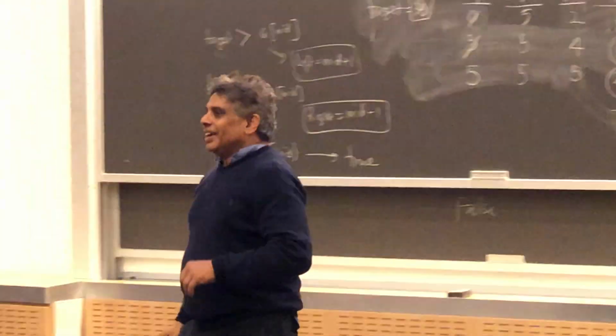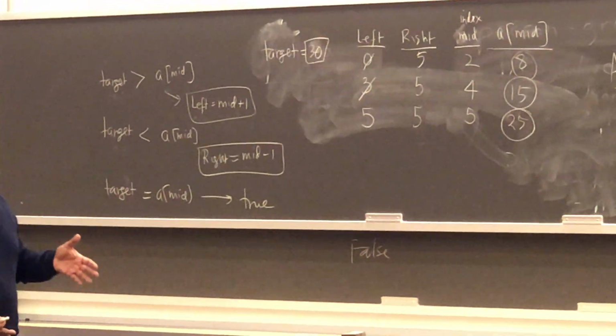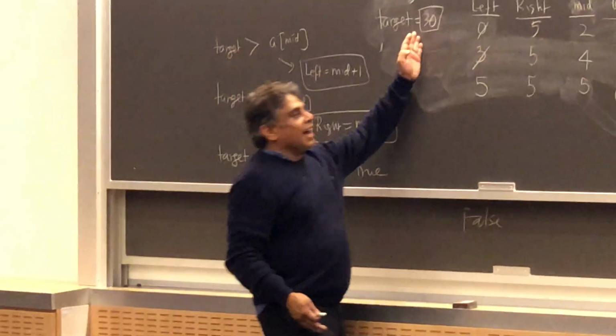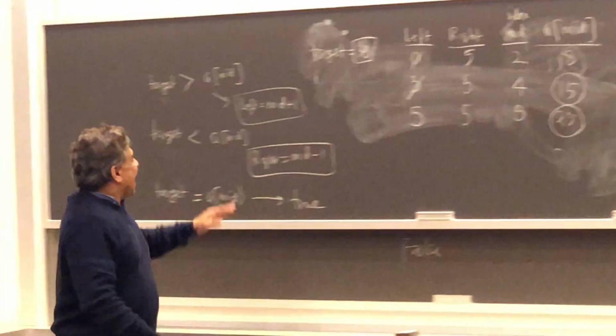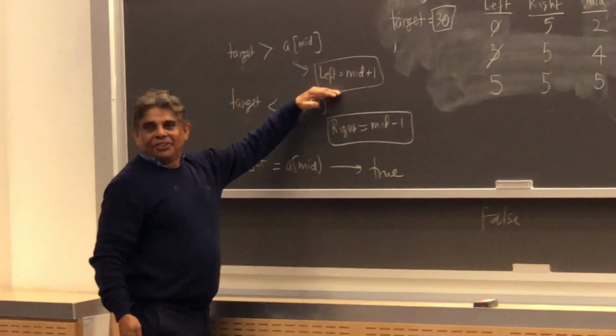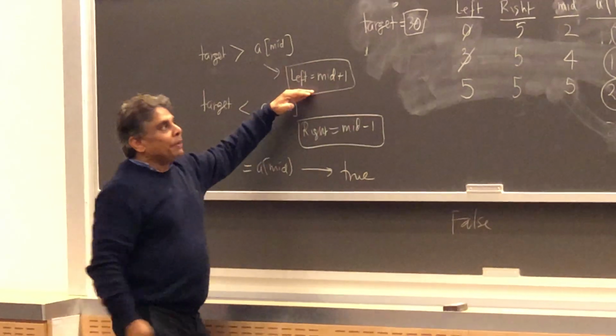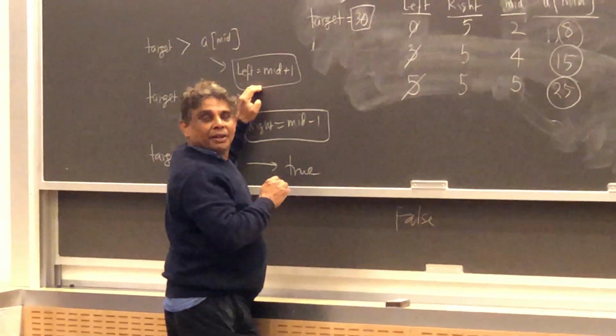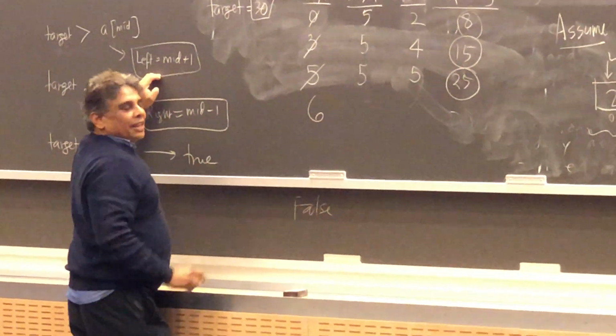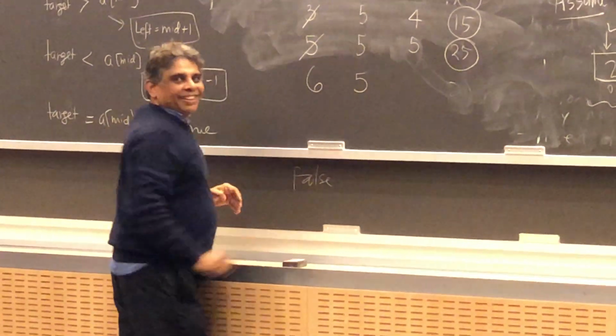Okay. Now I'm not done yet, right? Because now I look at target. Target is still bigger than the mid. If target is bigger than mid, what do we do? I make the left the mid plus 1. So what does the left become? 6. Okay, this doesn't change.